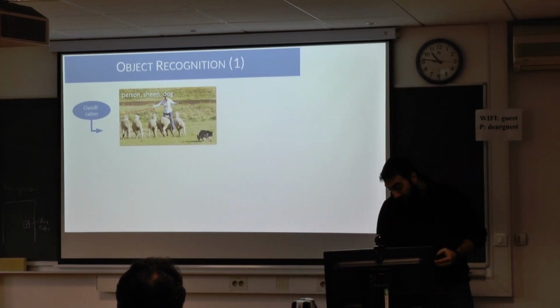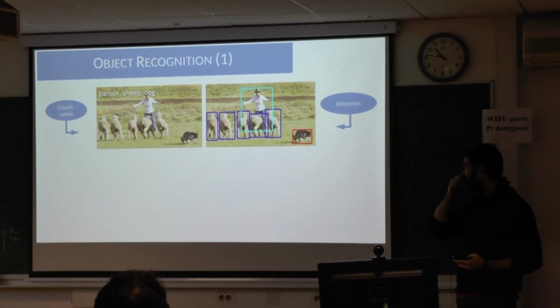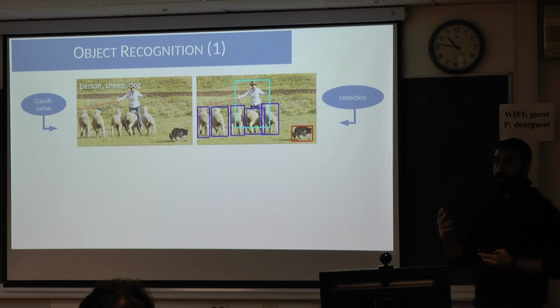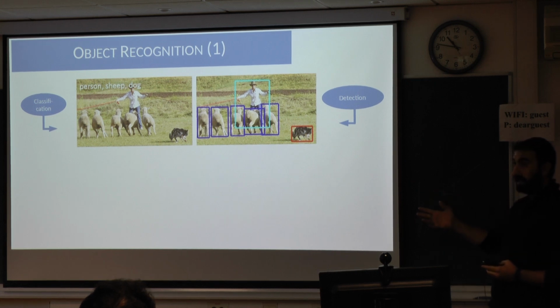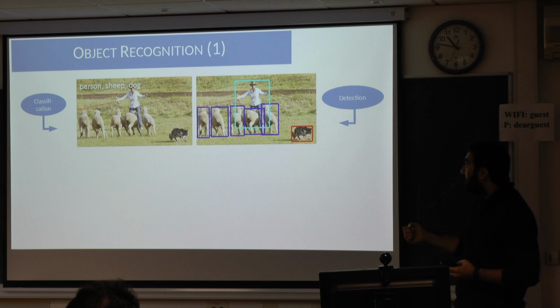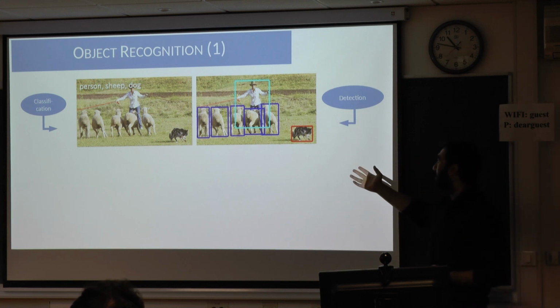Then going a step further, you have object detection, which is what I'm going to focus on the most in this presentation. Basically, you don't only want to know if an object from a certain class is present in your image, but you also want to know the location of the object. Localization is achieved by the use of bounding boxes. Well, the name is self-explanatory.